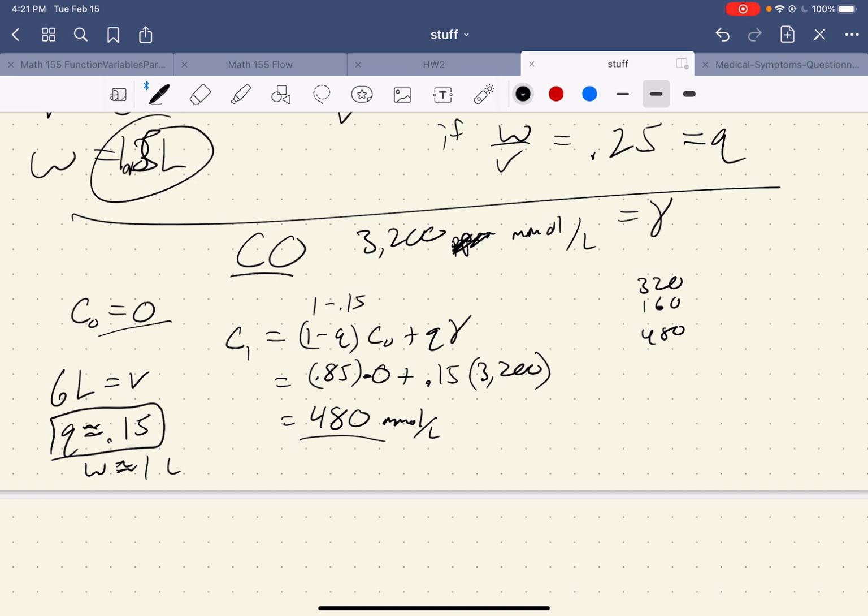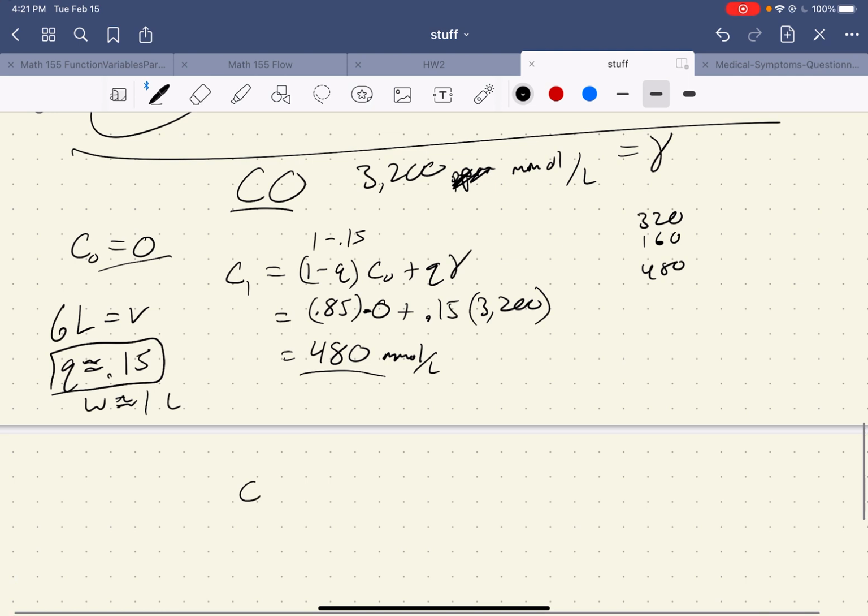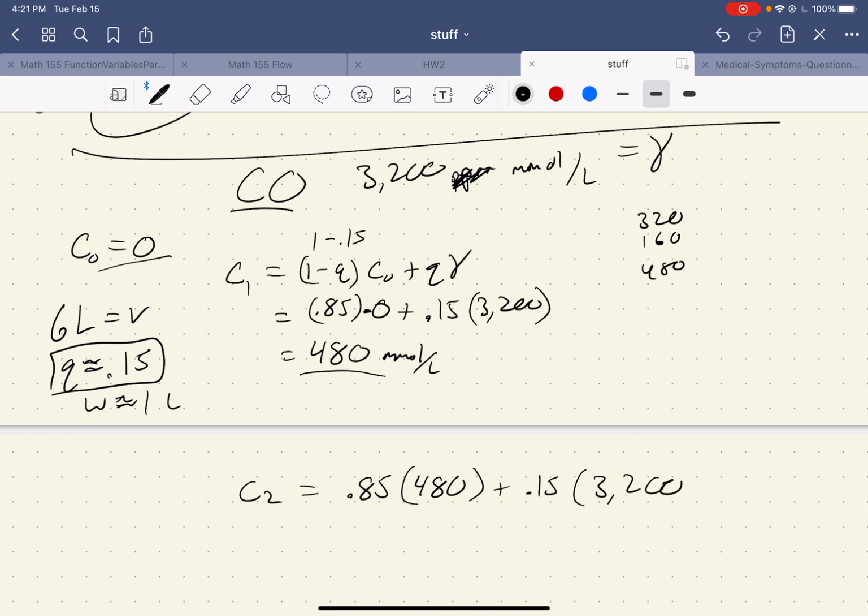And we can play this out again. We can figure out, well, how much do I have by my second breath? So now I have 0.85 times the concentration in my lungs, 480, plus 0.15 times the concentration in the environment, 3,200. Okay, so I'm not going to do this. You get whatever you get. But what I really want to talk about is a thought experiment.